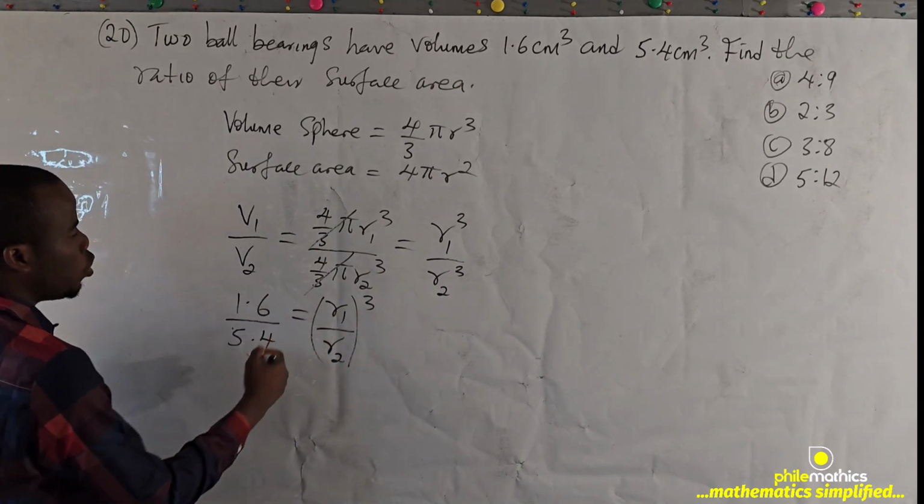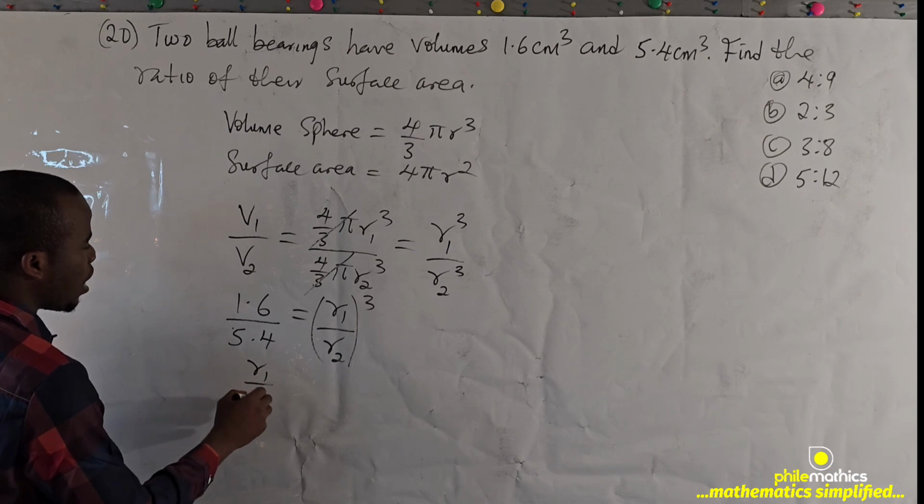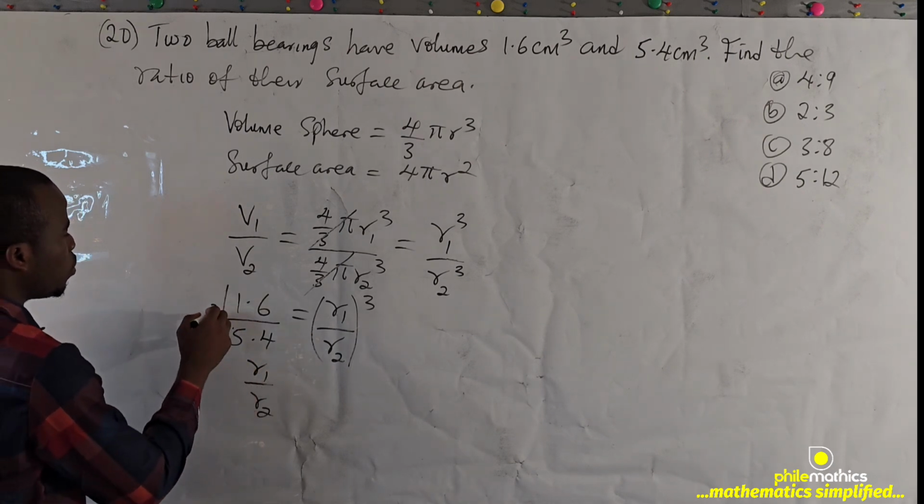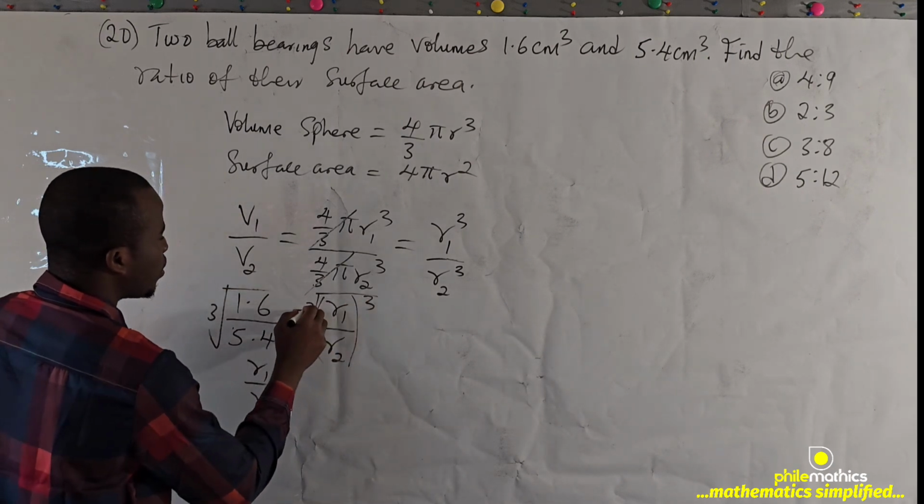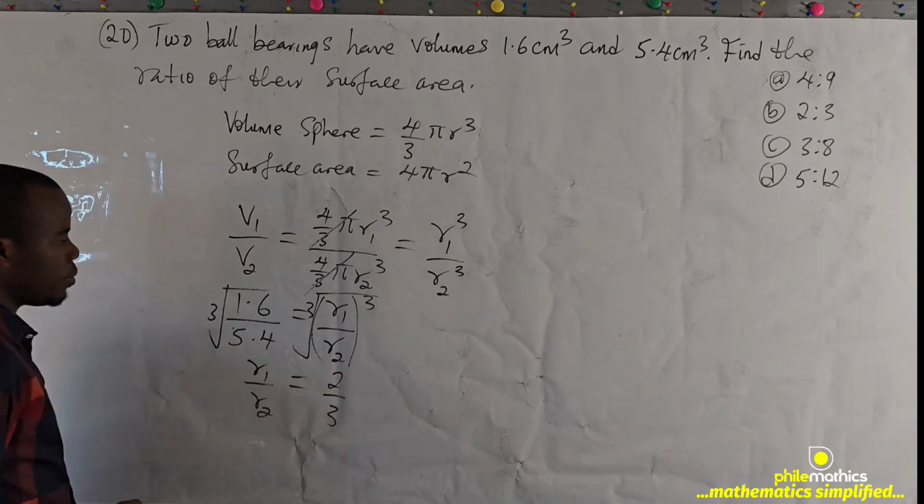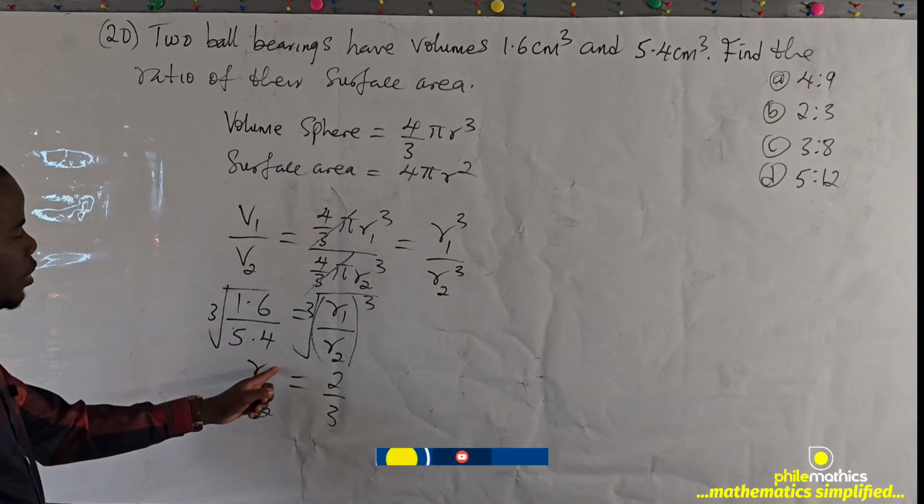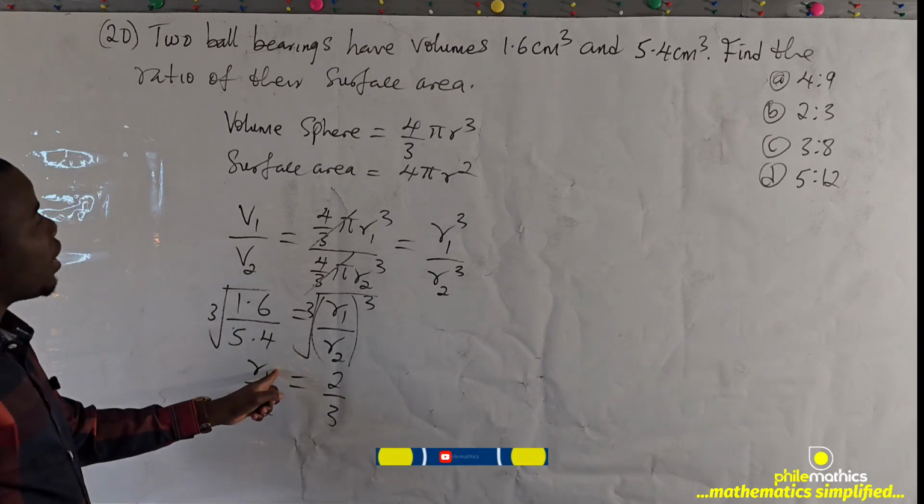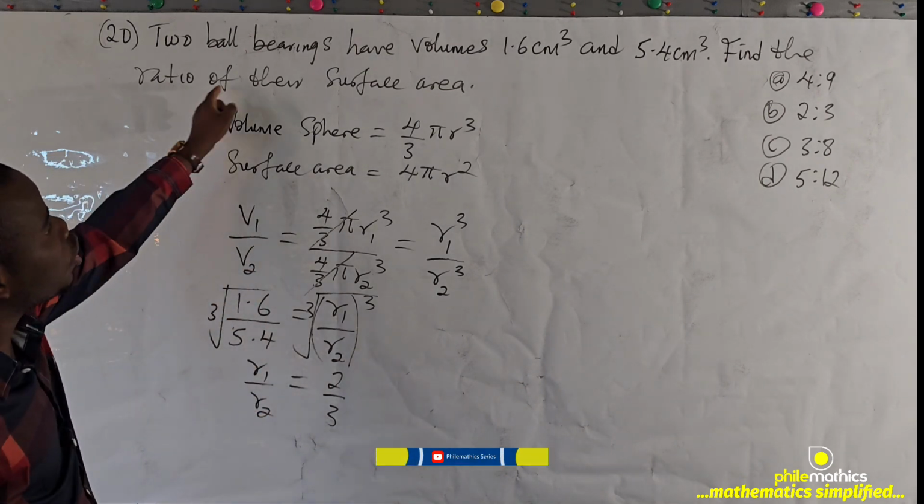So if we take the cube root of both sides, r1 over r2 will give us 2/3. And so this is the ratio of their radii. Likewise, to find the ratio of their surface area.